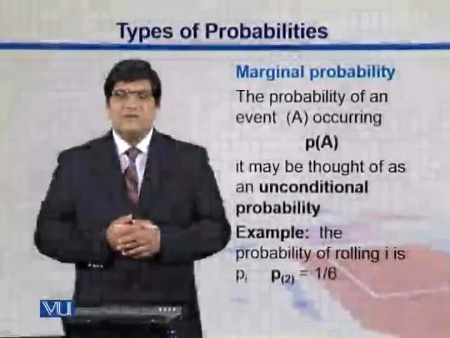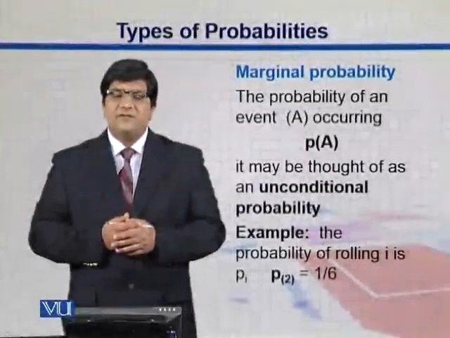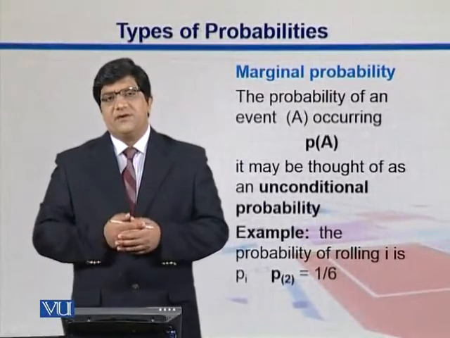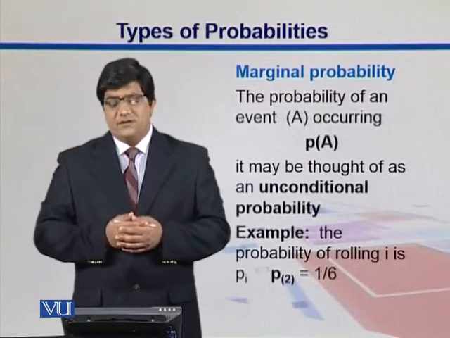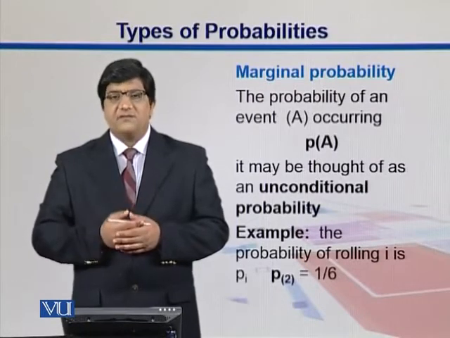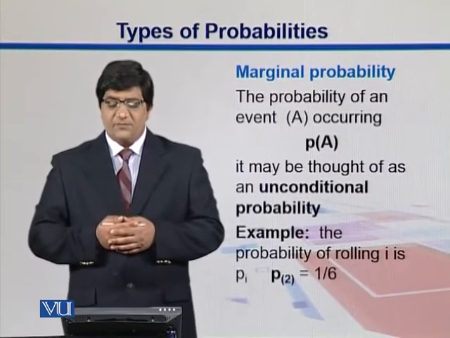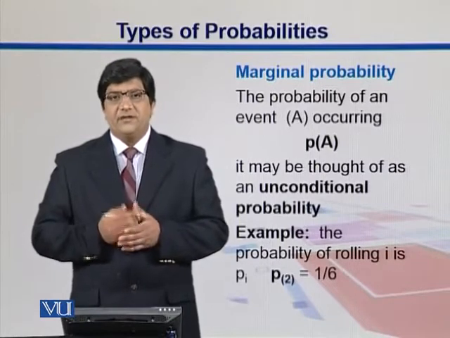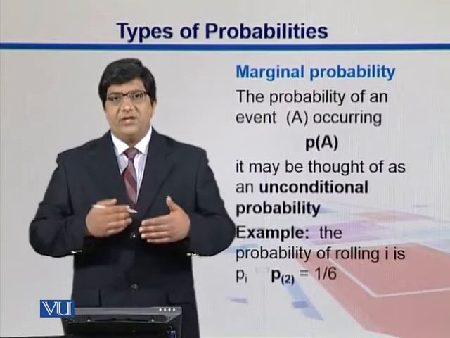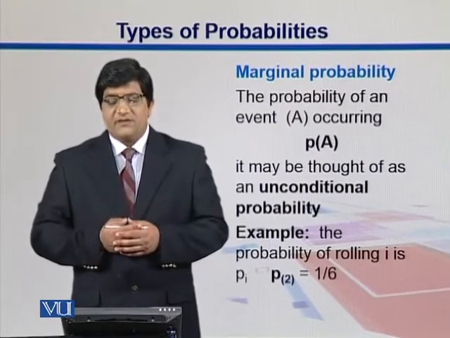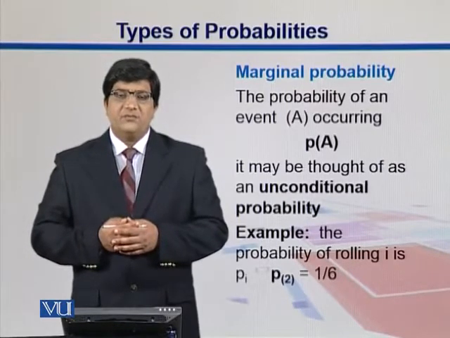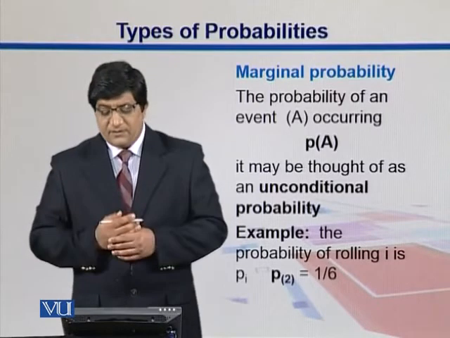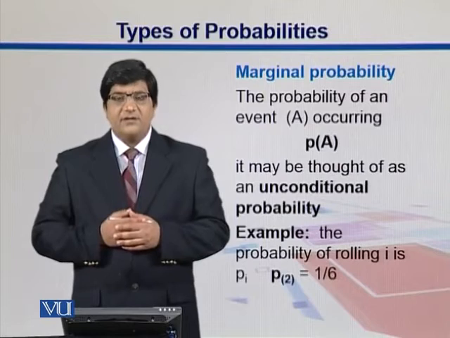Let's take some types of probabilities which we will obviously use in our gene finding kind of problems. One amongst them is the marginal probability. Marginal probability is the probability of an event occurring. So it's the individual probability of something. For example, if you want to know the probability of event A, its marginal probability is P of A. It may be thought of as an unconditional probability.